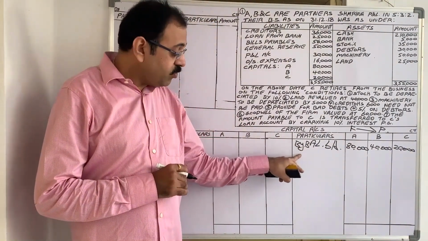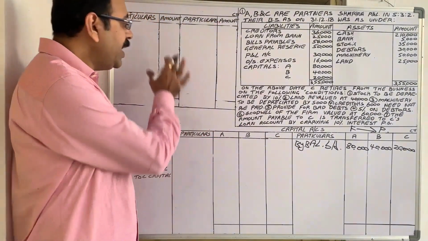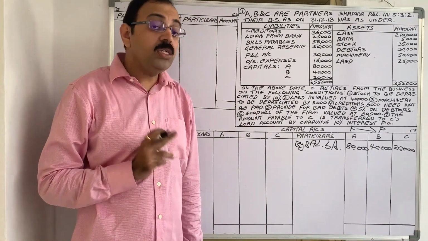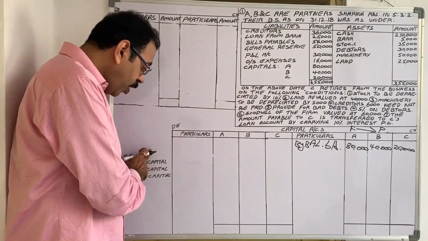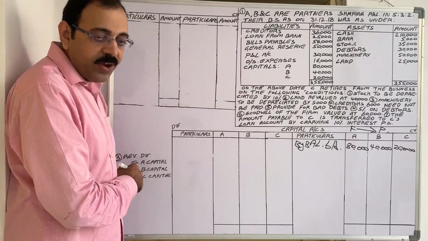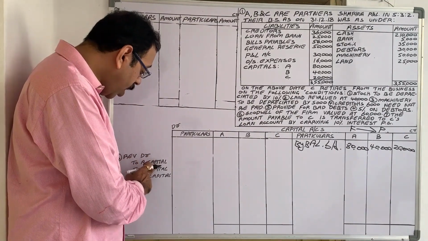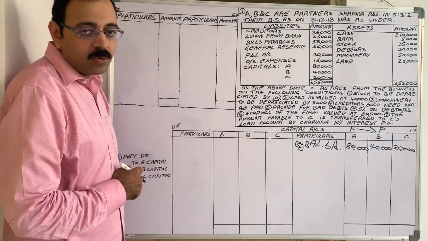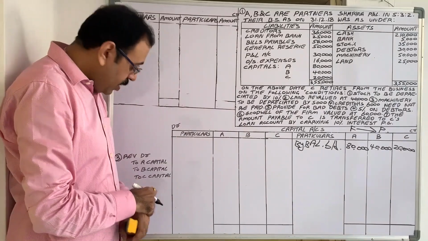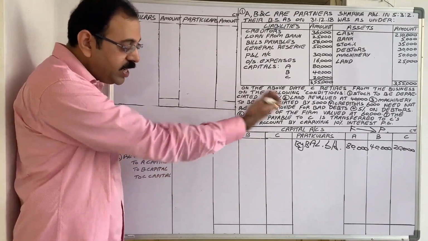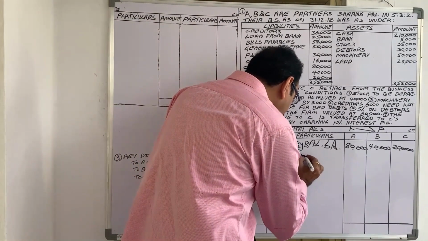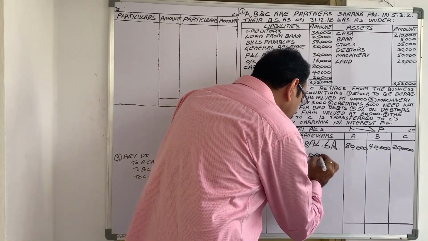Clear? Now next, what we have to post here: we prepared the revaluation account. Related to the revaluation account, there are 3 entries. What is the third entry? Revaluation profit we transfer to all partners' capital accounts in old ratio. Entry is revaluation account debit to all partners' capital accounts. Now in capital accounts, we said we have to post this entry. Capitals are credited, so on the credit side we have to post. What to write? On the debit side we have the revaluation account.